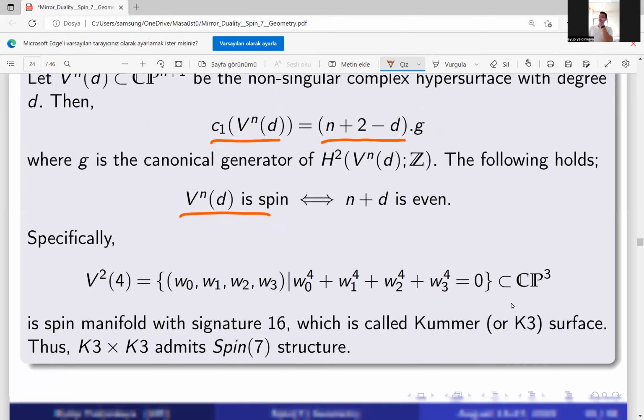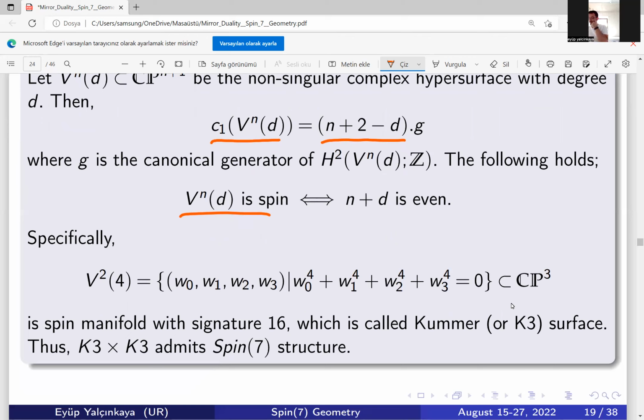And then V_{2,4} is an element of CP3. If you take the product of this 4-dimensional object, it admits the Spin(7) structure. I mean, this one is non-trivial. Again, it's simple because we separated your 8-dimensional object into 4-dimensional objects, but this is at least one of the non-trivial examples.